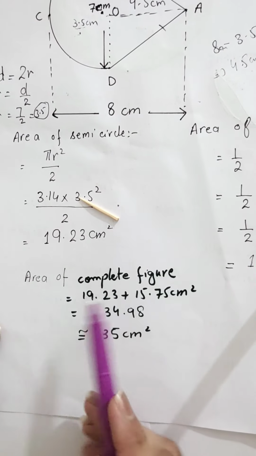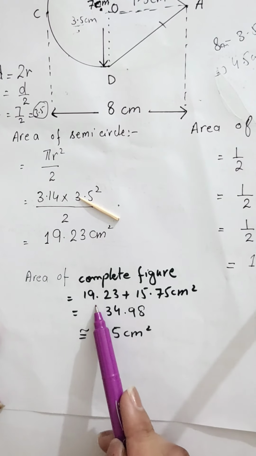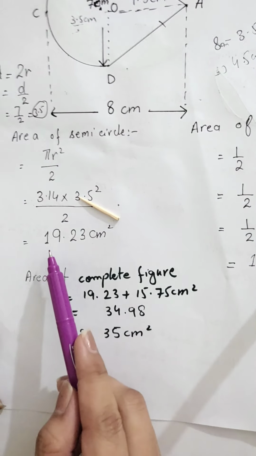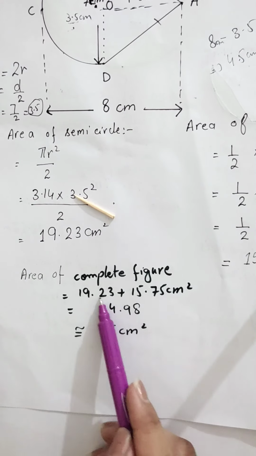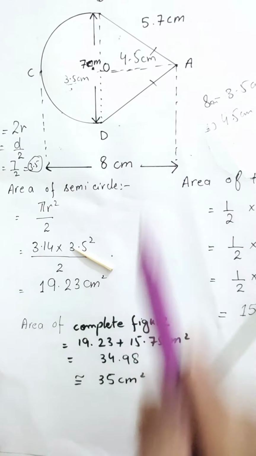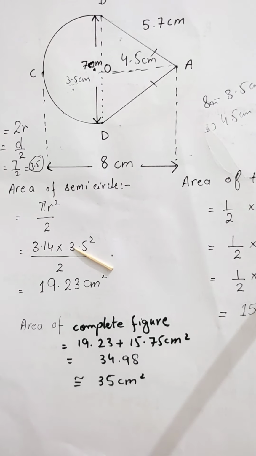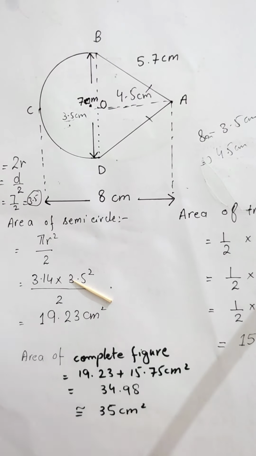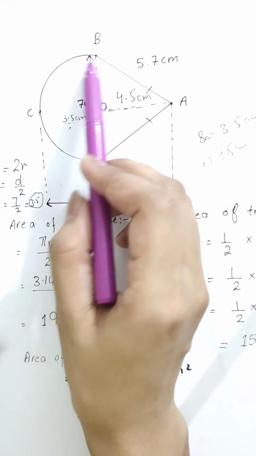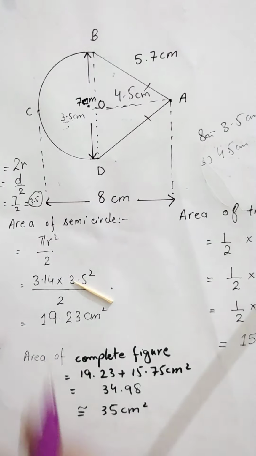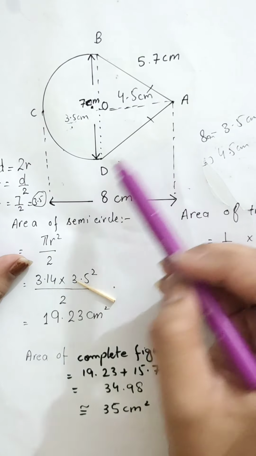Now the area of the complete figure is area of semicircle plus area of triangle. Now sum up these two areas and you will get the area of this figure. Now the last thing is we have to find out the perimeter of the shape ABCD. We will just add up the length of the boundary lines.